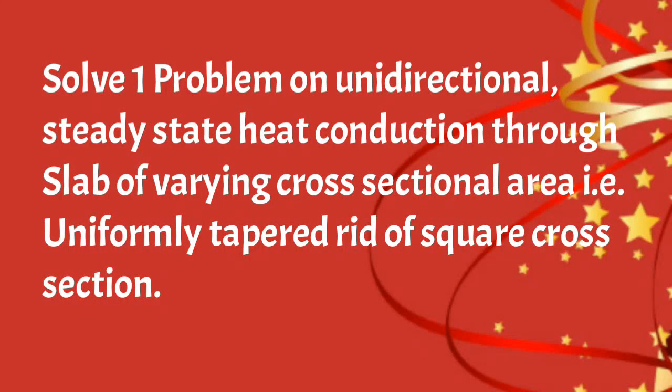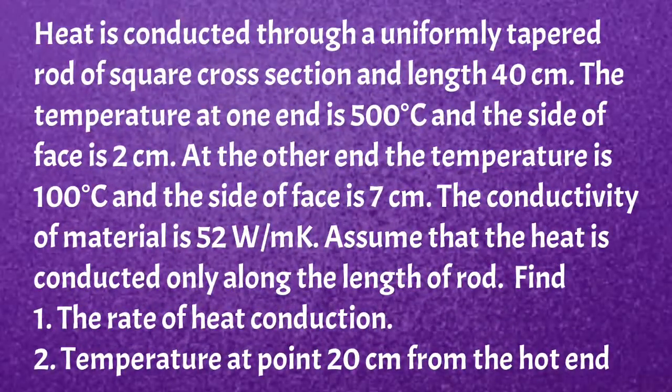Solve one problem on unidirectional steady-state conduction heat flow through a slab of varying cross-sectional area, that is, a uniformly tapered rod of square cross-section. We will read the given question. Heat is conducted through a uniformly tapered rod of square cross-section and length 40 cm.